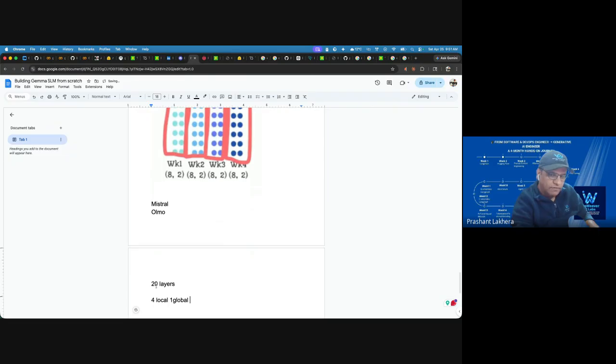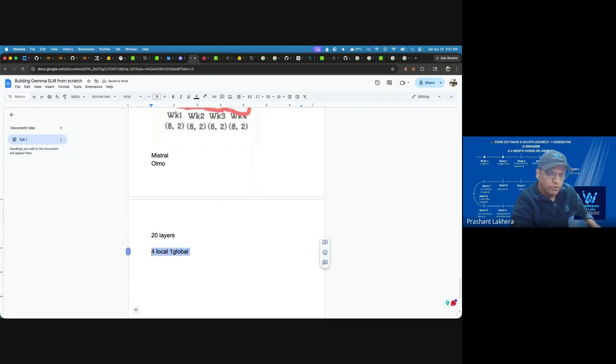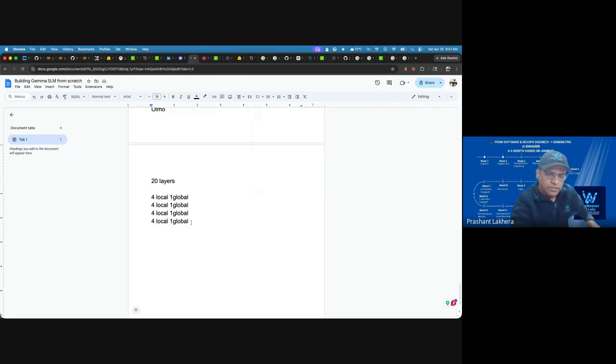And if this is 5, then you will know that this is going to repeat 4 times, right? It's always 4 local layers, 1 global, 4 local, 1 global, and so on. So this is one optimization which is done by Google or other model providers. There is also something called KV layer sharing.